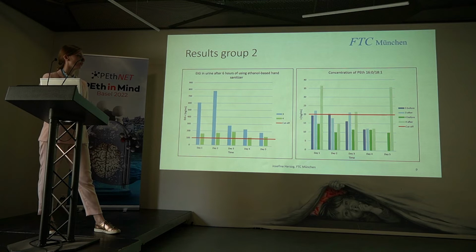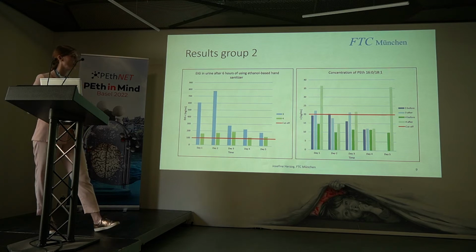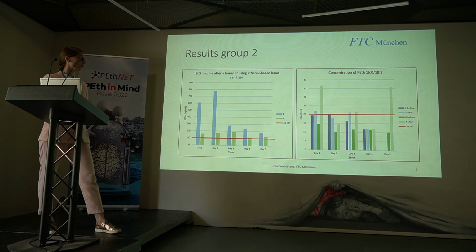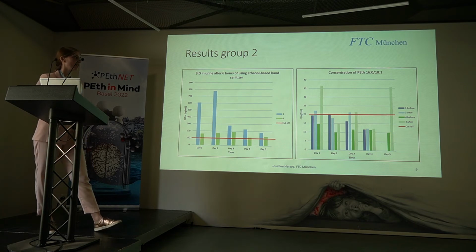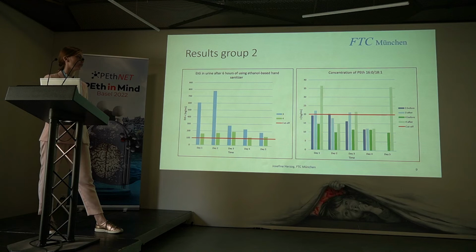Another volunteer was number 4. She's colored in green. Again, dark green is for prior to the 6 hours, and light green is after the 6 hours. She exceeded the threshold of 20 nanogram per milliliter 3 times, and on day 1 and day 5, she exceeded the threshold with more than 35 nanogram per milliliter. So we assumed that this was due to post-sampling formation in the dried blood spots itself.